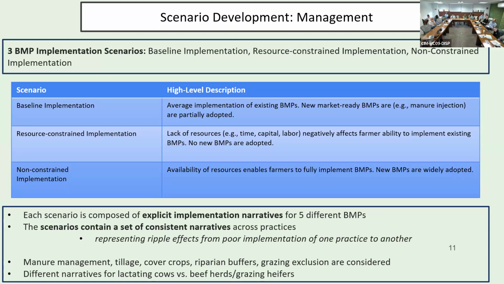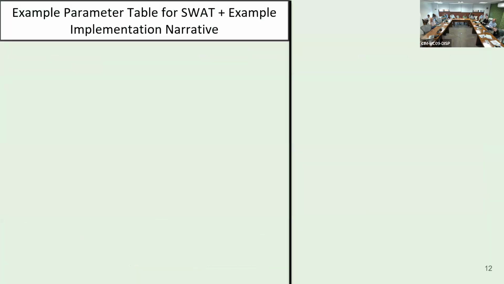So each scenario has an explicit implementation narrative. We are writing out all of the assumptions in the chain of events that happens under these different implementation scenarios. And crucially, those narratives are consistent across practices. So we're representing those ripple effects. If in a management scenario there's an issue with manure spreading, it feeds back onto manure storage systems, for example. So it's consistent. Also, we have to capture differences not only between beef and dairy farms, but between lactating cows and how they're managed, and beef herds and grazing heifers.